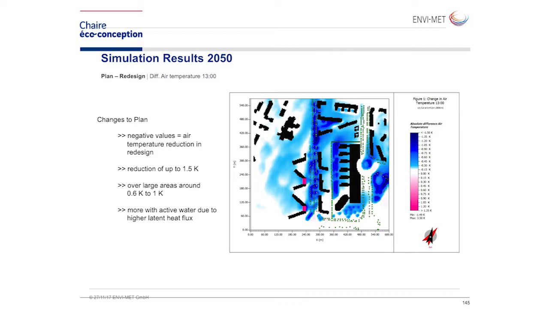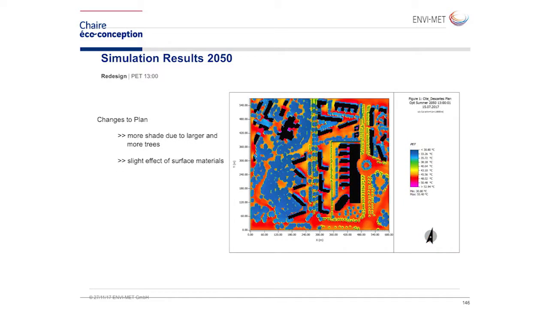Okay. So the blue values, these are actually the cooler areas. So we could reduce the air temperature by these redesigns by 1.5 Kelvin. This is quite a lot. These are the peak values. And over large areas with this redesign, we could reduce the air temperature 0.6 to 1 Kelvin, over really large areas. I think we can show one slide further. Then we have the PET.